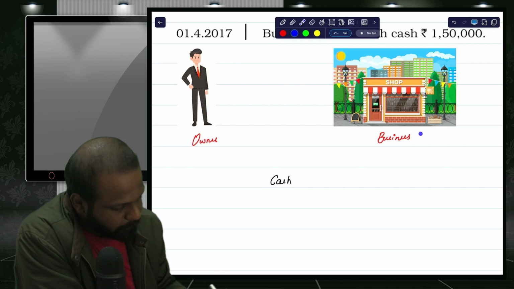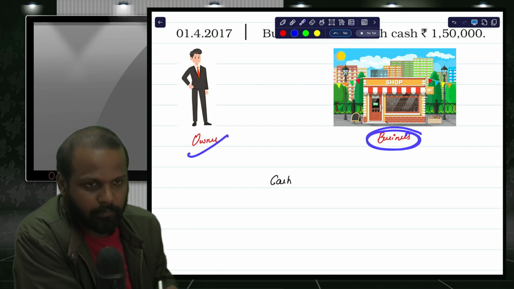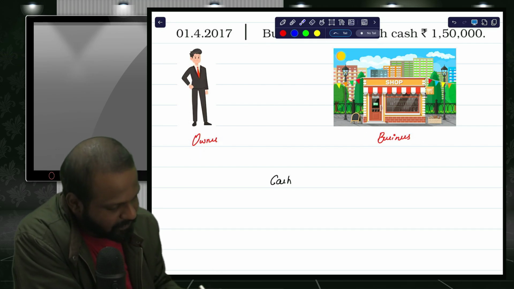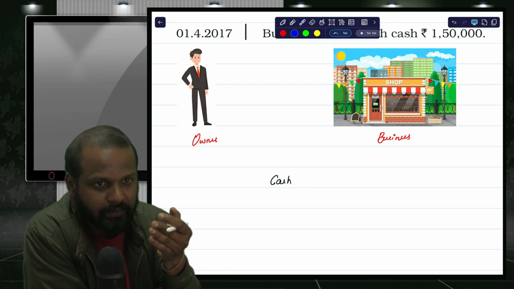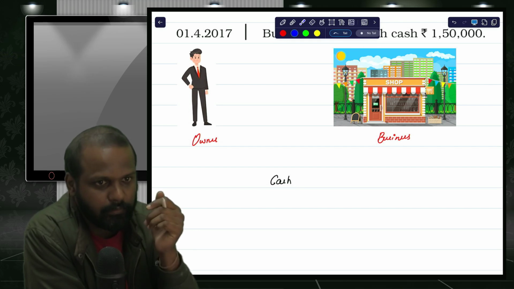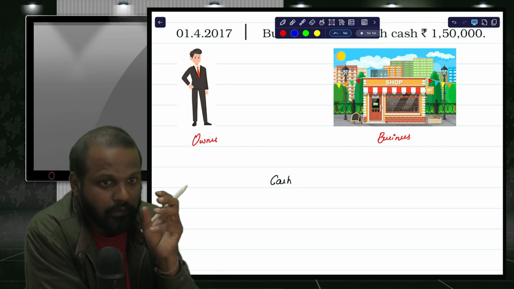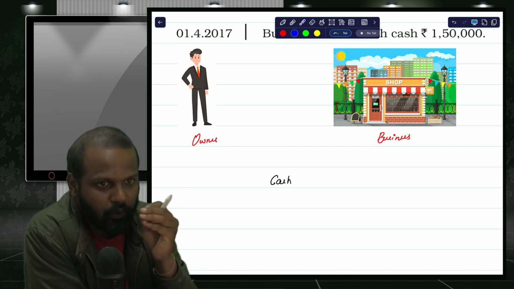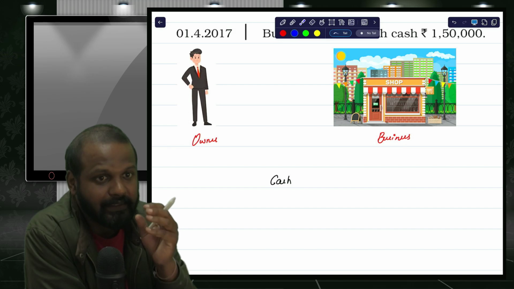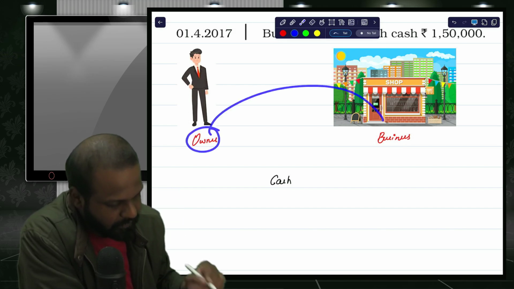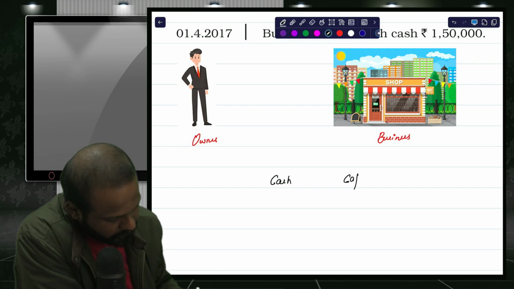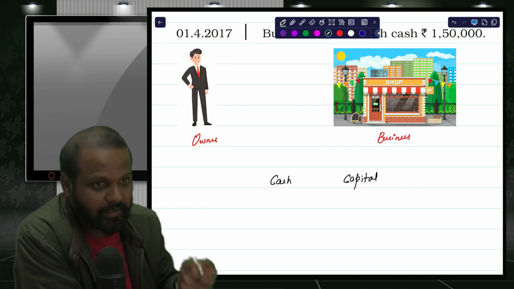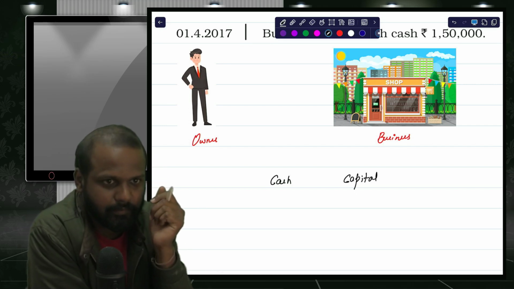Now whatever money the business has collected from the owner, the business is liable to repay in future. It's an obligation of the business that it has to repay in future. So that money which the business has to pay to the owner in future is called capital. Capital means the amount invested by the owner into the business. So because of this transaction, two things are changing in the business. One is cash is increasing in the business.